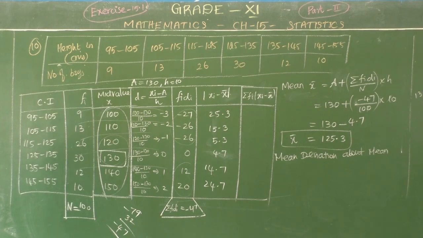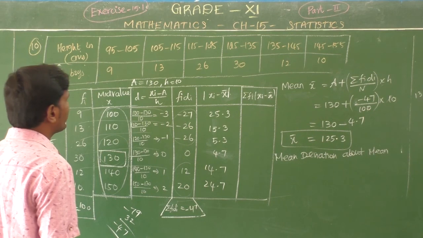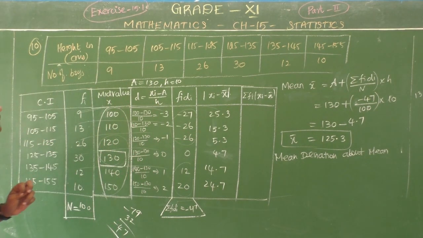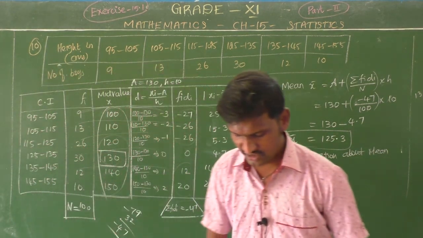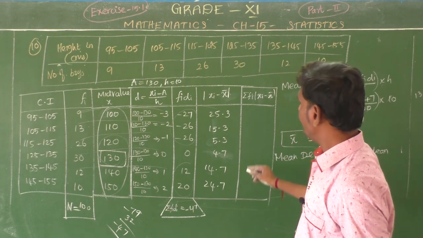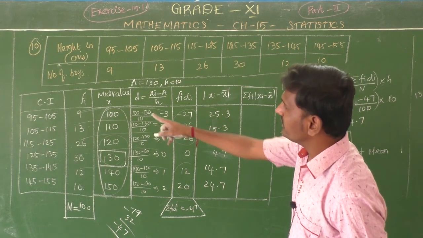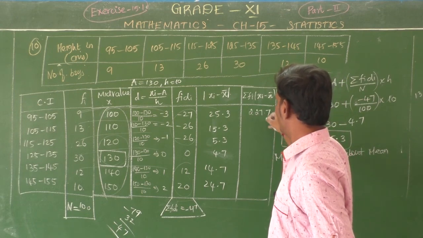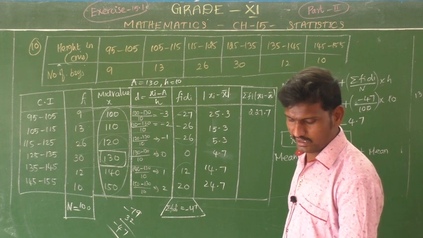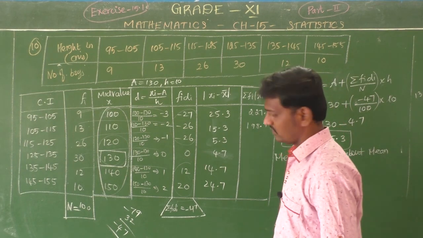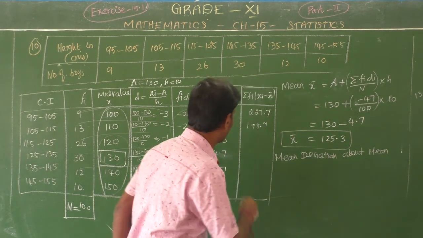Now I am going to multiply these numbers: 9 into 25.3. So first, 25.3 into 9 is 227.7. Check yourself. Then 198.9. Then next 137.8.